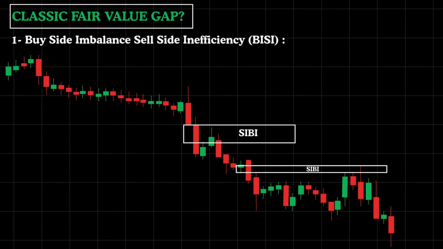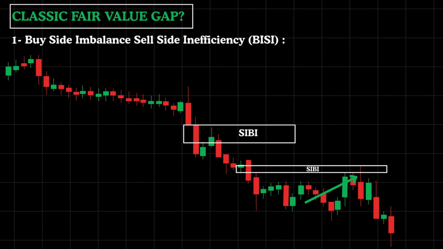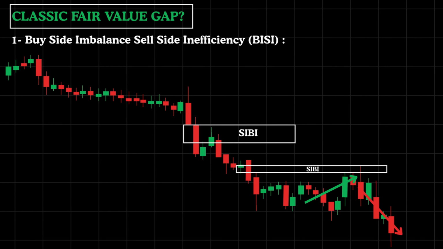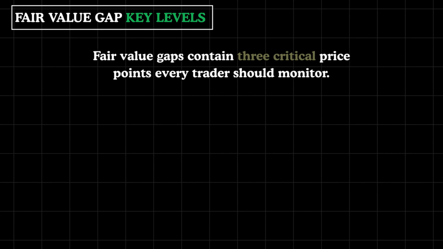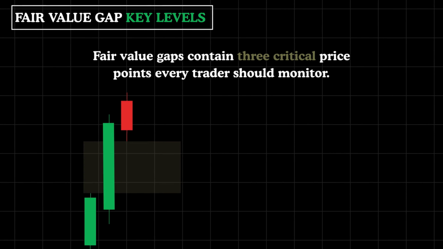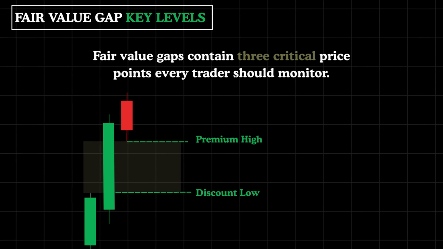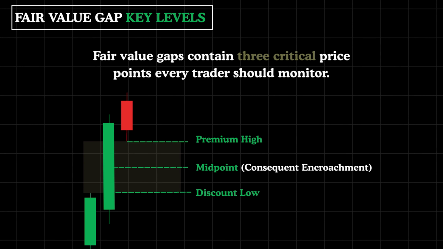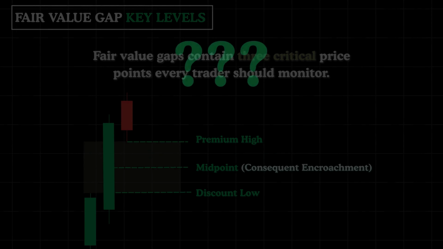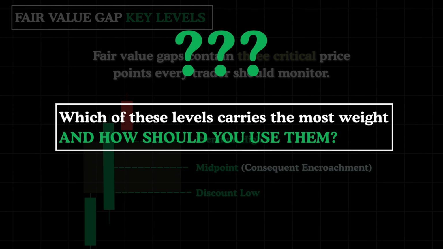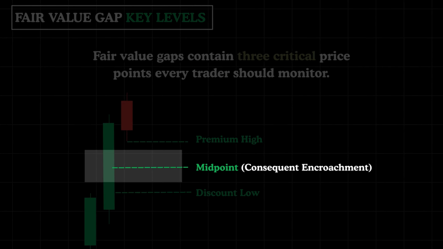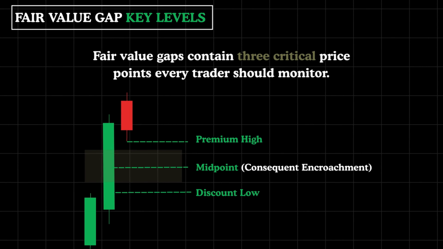Because of this, the market generally retraces upward to provide balanced buy-side action before potentially moving lower again. Within any fair value gap, there are three key price levels every trader needs to watch: the premium high, the top of the gap; the discount low, the bottom of the gap; and the midpoint, often called the consequent encroachment. Now you might ask which of these levels holds the most significance and how to use them.